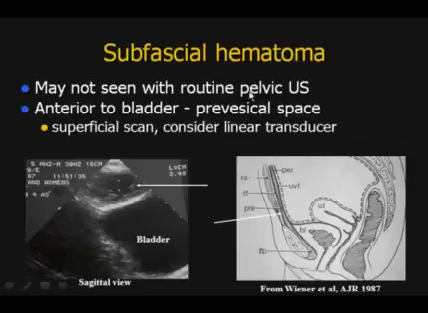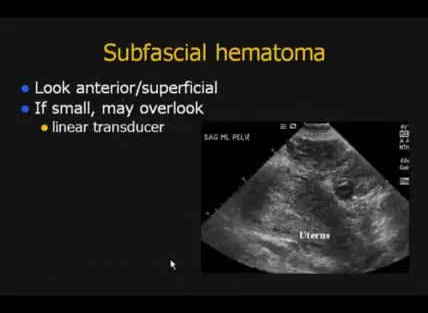Another location you can see hematomas besides bladder flap is the so-called subfascial hematoma. They tend to be more anterior, often anterior to the bladder in the prevesical space. So if you're not seeing this area well with your usual vector or curved probe, you might even consider a linear probe looking more superficially to look for these subfascial hematomas.